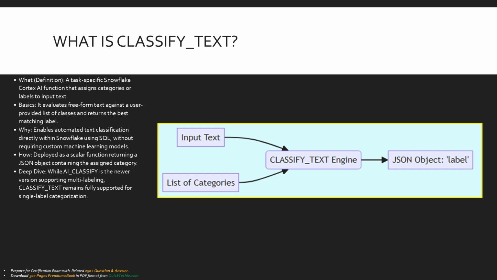Looking at this flowchart, the architecture is brilliantly simple. On the left, we feed two inputs into the Classify Text engine: the raw input text we want to analyze, and an array of target categories. The Cortex AI model processes the semantics of the text against your categories and outputs a clean JSON object containing the winning label. There is no infrastructure to manage or external API calls to make. The data never leaves Snowflake.